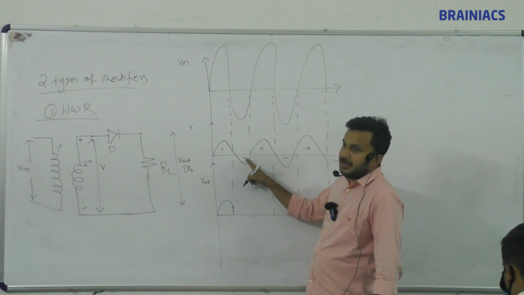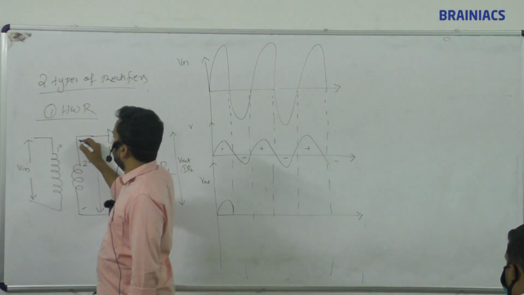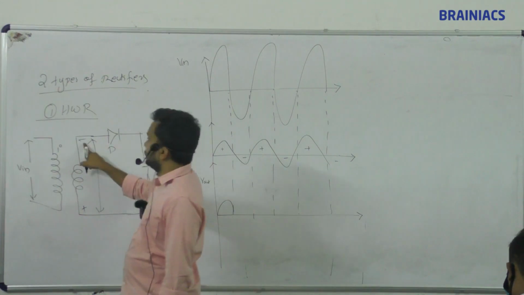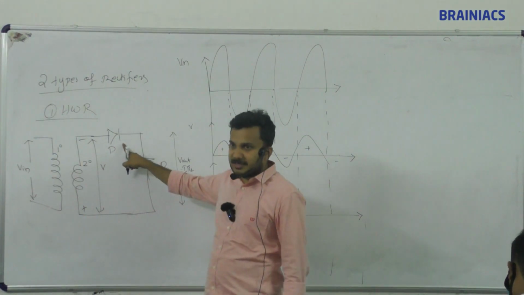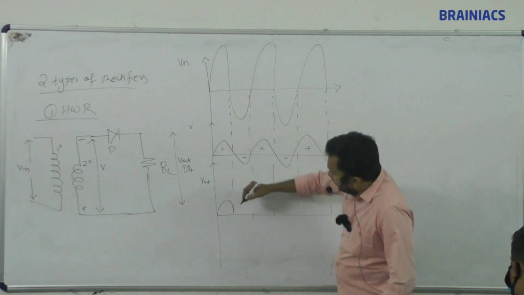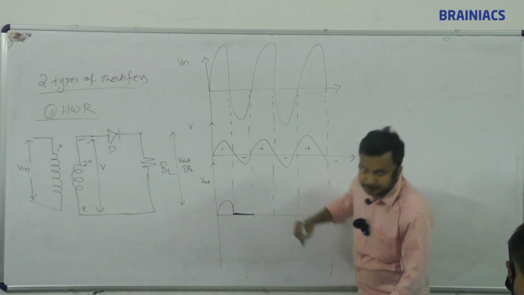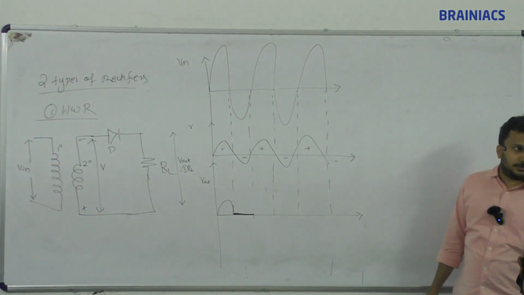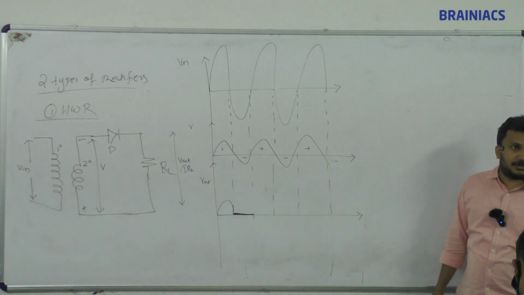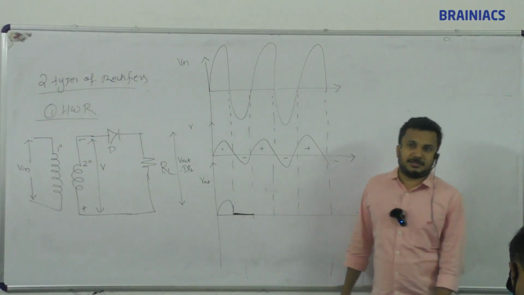Okay, next the negative cycle goes. When the negative cycle comes, the upper end becomes negative instead of positive. So when the negative cycle comes, the diode is reverse biased. No current means no voltage. Voltage will be equal to 0. Correct? In reverse bias, current is not flowing through the diode. When there is no current, voltage is also equal to 0.